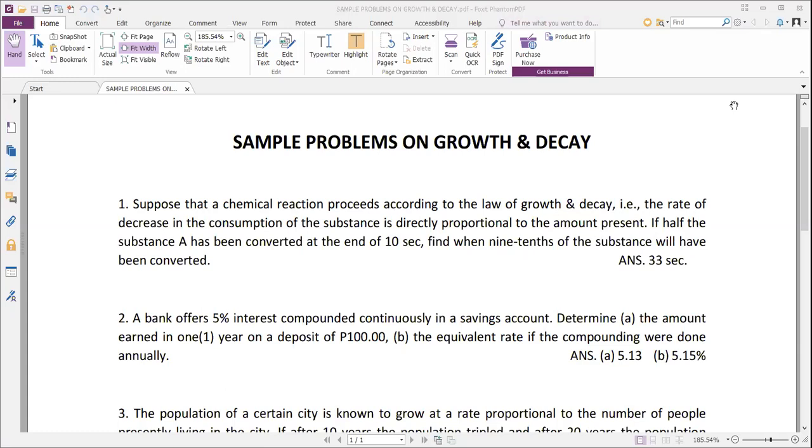In solving this problem, of course, in any problem on growth and decay, you need to start with what the problem provides you. So I will stop sharing for now and go to my Jamboard. We have to start with what the problem gives us. The problem gives us a chemical reaction, so we start with the given.